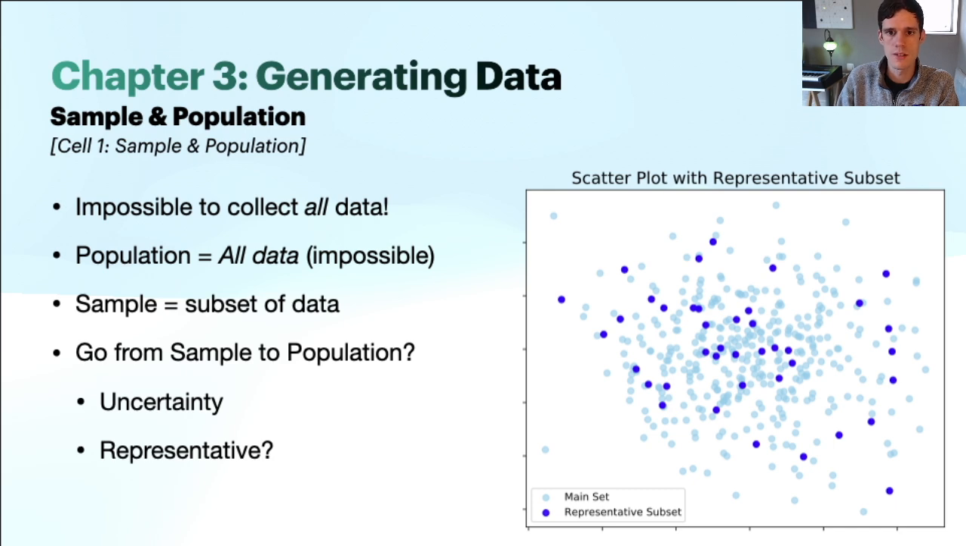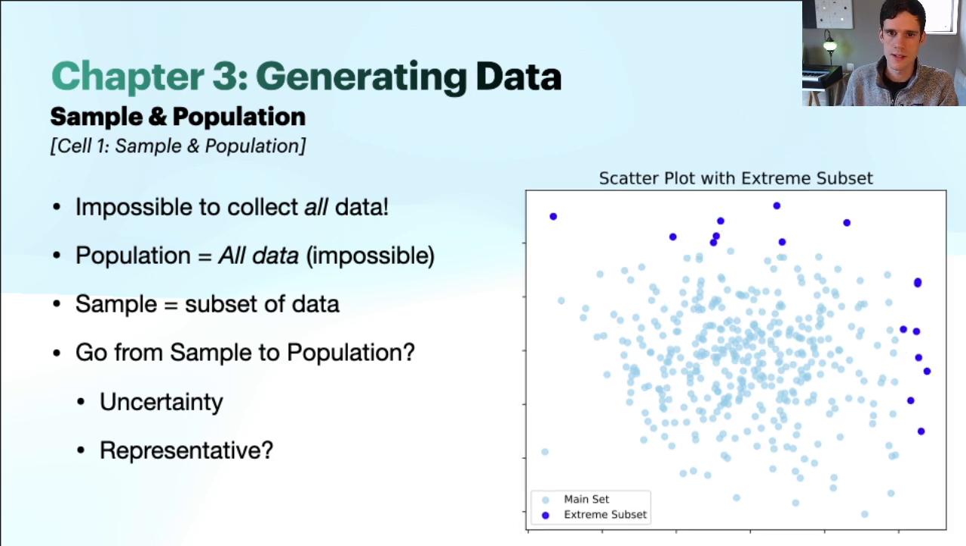And an extreme example of this would look something like this. It's the same underlying data set, all of the light blue dots are exactly the same, but at this point, the dark blue dots are at the extreme ends of our distribution. So this sample clearly is not representative, and any average or any other statistic or insight that we derive from our sample will not be representative of the overall population, and thus some faulty conclusions will be drawn.